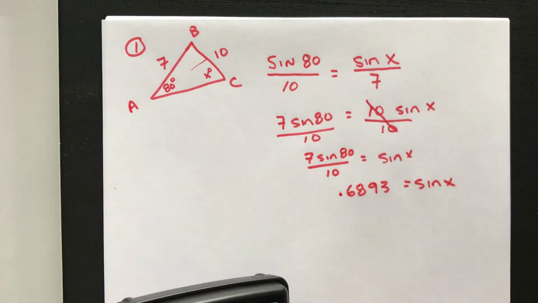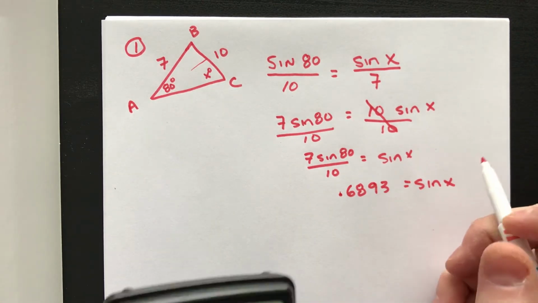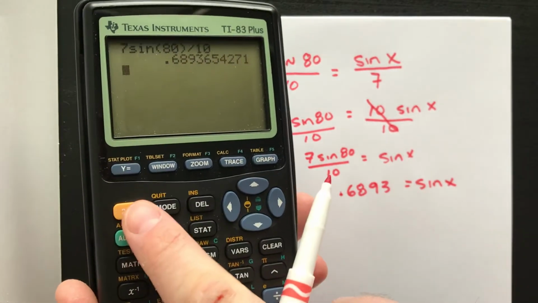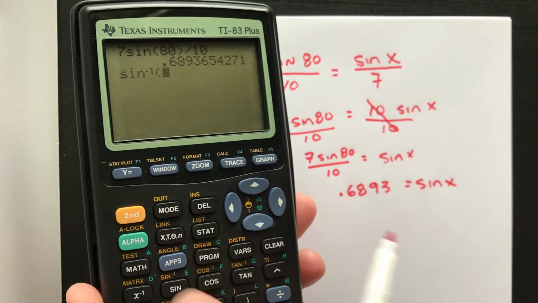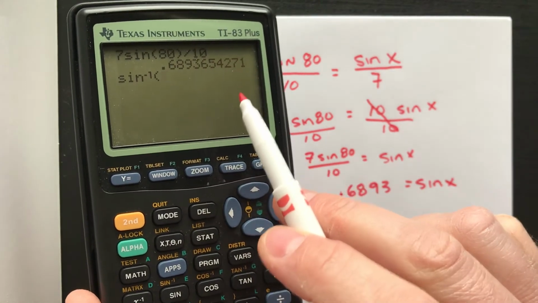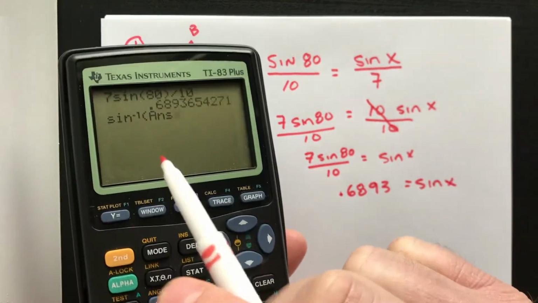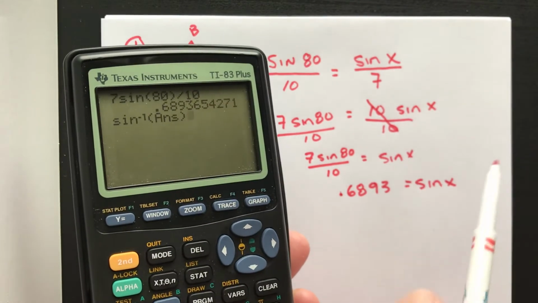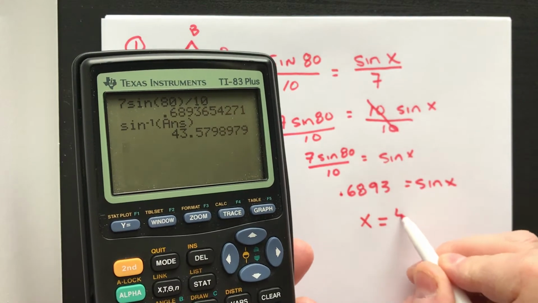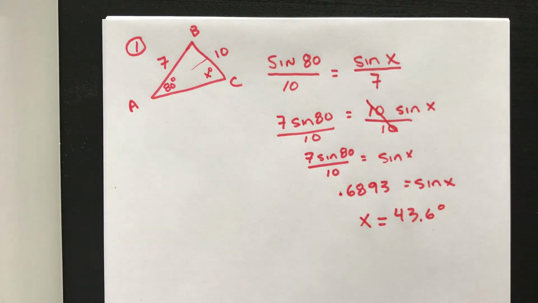Now remember from our trig, if you don't know the angle, which I don't know the angle, on your calculator, you have to use inverse trig. So I push second, then sine, and I take that whole decimal. And with these calculators, you can do this and see how it says ANS, all right? Push enter. So I just solved x is equal to 43.6 degrees. So that was problem number 1.